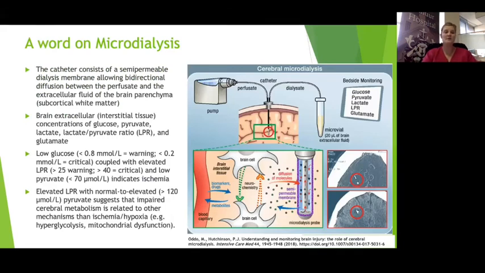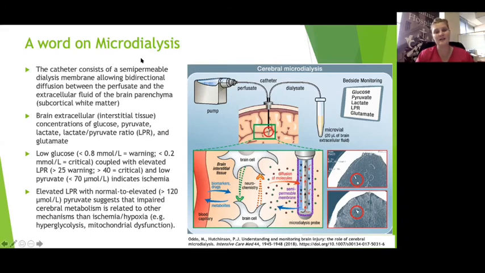Just one word on microdialysis for those of you that might be keen on it, or if you get asked this, you don't have to know lots about microdialysis. It is not in the realm of treatment modalities for traumatic brain injuries. It's still in the realm of research. There is some use for microdialysis in terms of prognosticating patients.